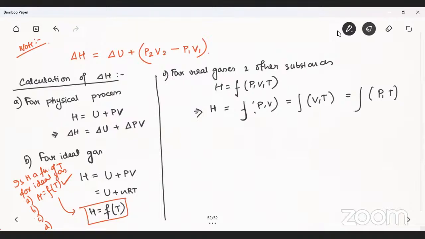So, let's do it in the next page. This is an important thing for your boards. For ideal gas, this is very much important for your boards.